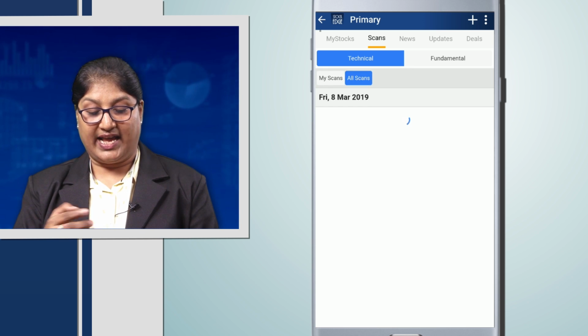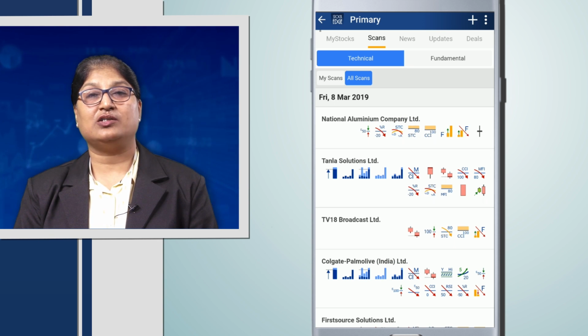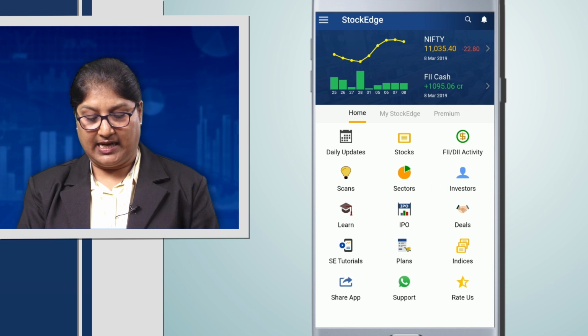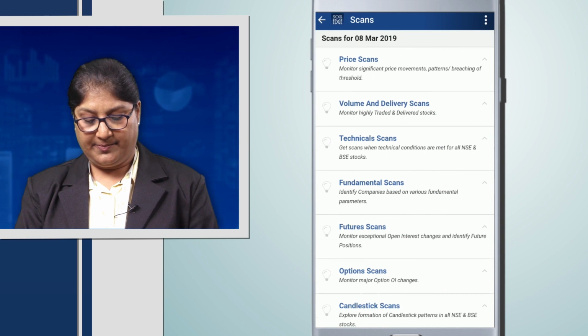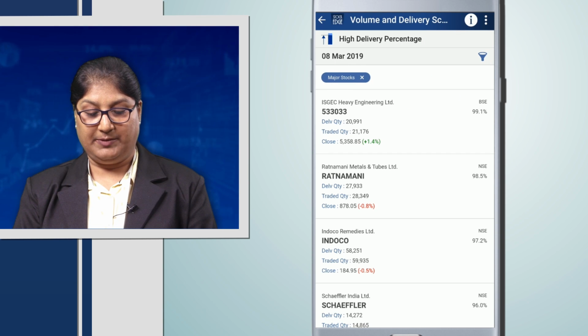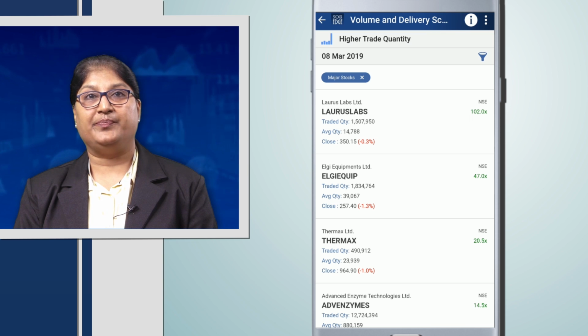which I have created for myself, which tells us how the stocks are moving. So we have a volume and delivery scan option where you can check which stock saw a high percentage of delivery, and thus you can trade in that for a short-term trading strategy. So here is this volume and delivery scan under the Stockedge scan, where you can see the stocks which had high delivery percentage or which had high traded quantity, right?